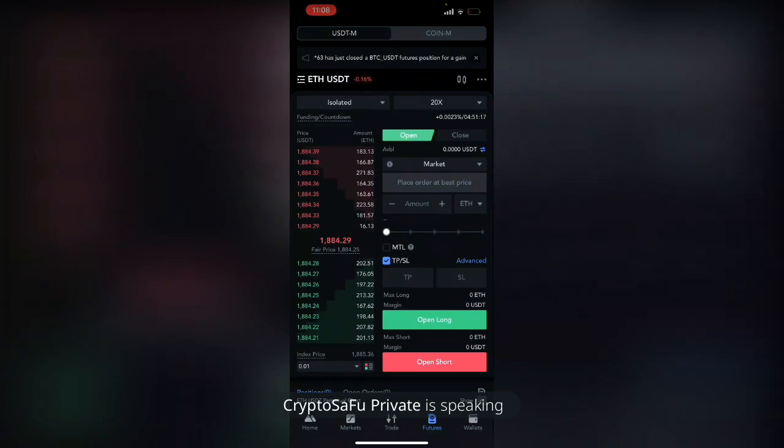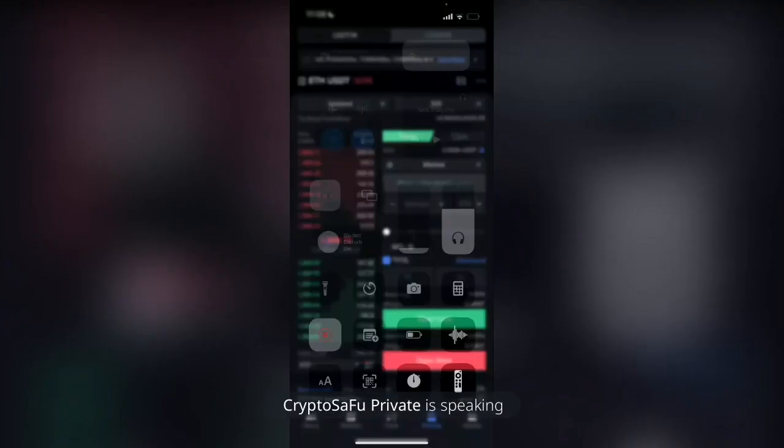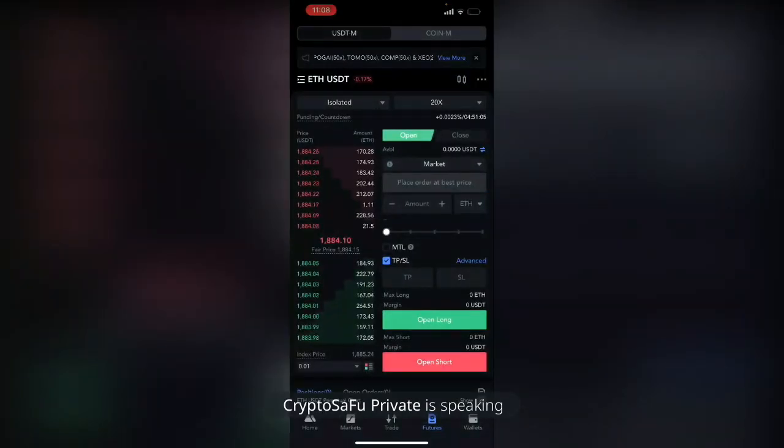One of the easiest ways for me is using Binance. I would have even used Binance to explain tonight, but like I said, I'm on VPN. Binance will not work for me on VPN. So let me quickly charge my phone before I get dropped on this call.